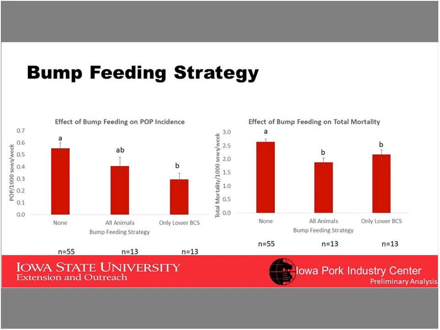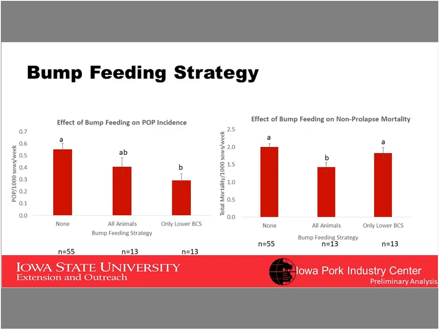And so this just shows that data another way, in comparison to both just pop incidence here on the left, whether there was a bump feeding strategy or not, and then over here on the right, its overall effect on mortality. And so you can see that at least in the farms that we had in this analysis, there appears to be a positive effect of bump feeding in mitigating mortality, and specifically pelvic organ prolapse.